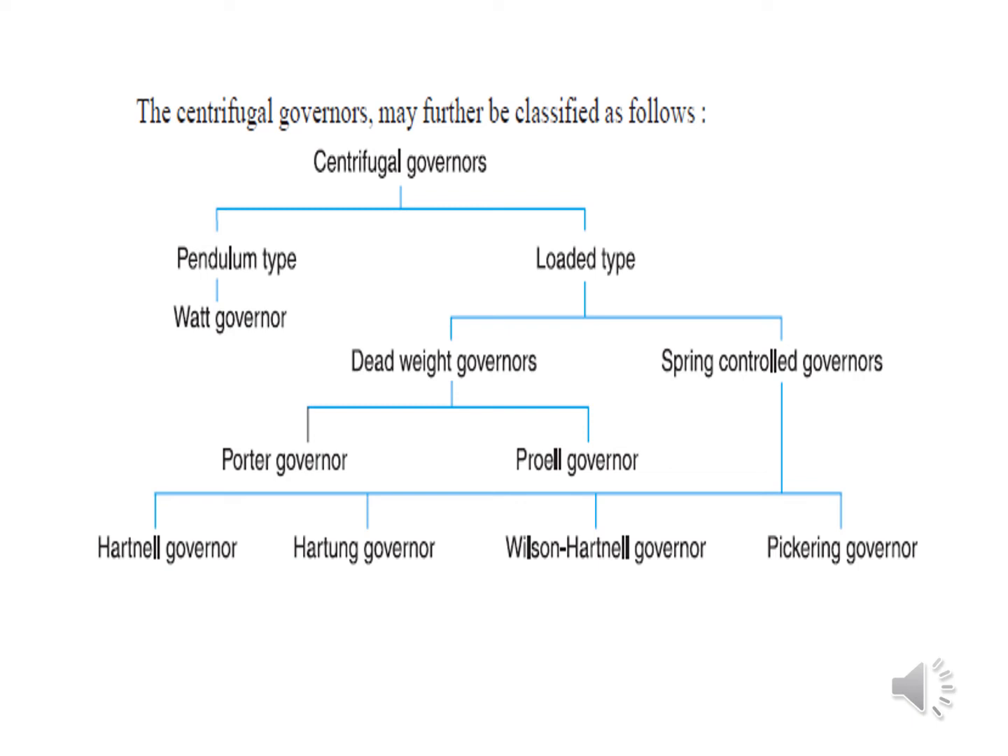So dead weight governors are the Porter governor and Proell governor, and spring controlled governors are Hartnell, Hartung, Wilson-Hartnell, and Pickering. So these are the different types of governors, the classification of centrifugal governors, from which the Watt governor, Porter governor, Proell governor, and Hartnell governor are the important governors from the syllabus point of view.